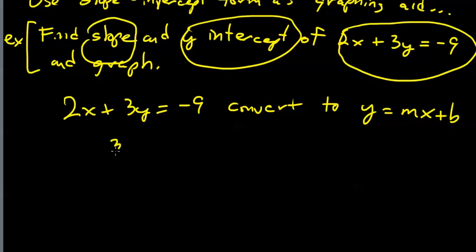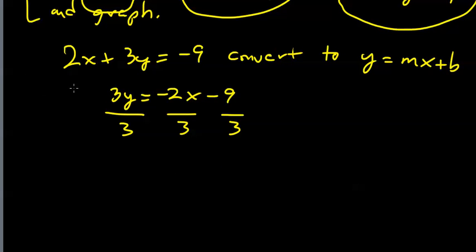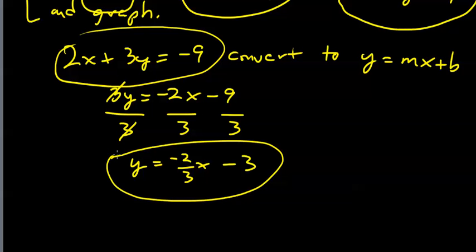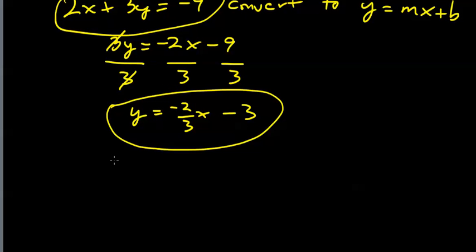So what I'll do here is I'm going to subtract 2x from both sides. Then I'll divide all terms, both sides, by positive 3. The 3's cancel out on the left, so I'll get y equals minus 2/3 x minus 3. Alright, so what I've done is created an equivalent form of the equation I was given, but in an easier to digest form, namely slope-intercept form.